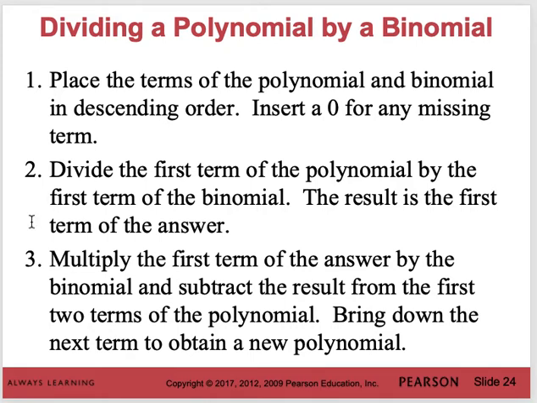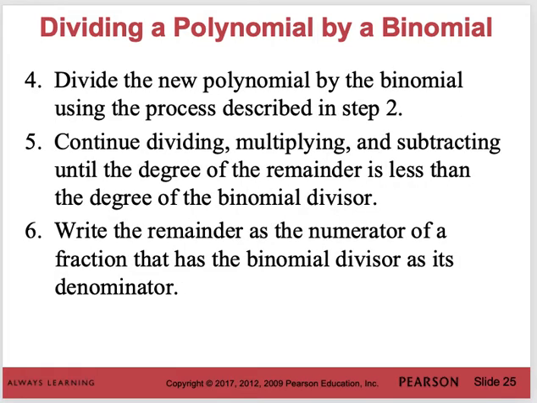Okay, just a few left. Dividing a polynomial by a binomial. Here are some steps that we will go through. There are 2 slides. Place the terms of the polynomial and binomial in descending order, the largest to smallest. Insert a 0 for any missing term. So if there's no x squared and you're going x cubed, x squared, x to the first power, you would insert a 0 for that missing x squared term. Divide the first term of the polynomial by the first term of the binomial. The result is the first term of the answer. Multiply the first term of the answer by the binomial and subtract the result from the first 2 terms of the polynomial. Bring down the next term to obtain a new polynomial.